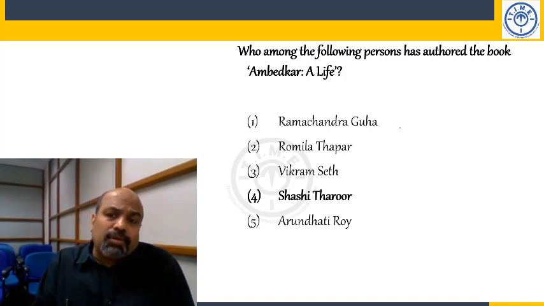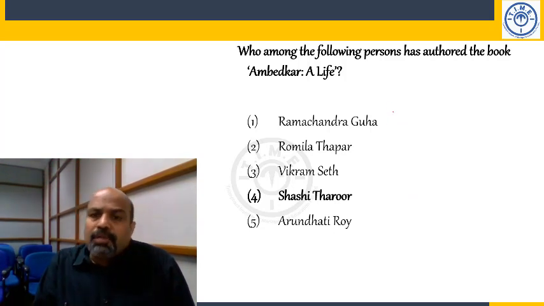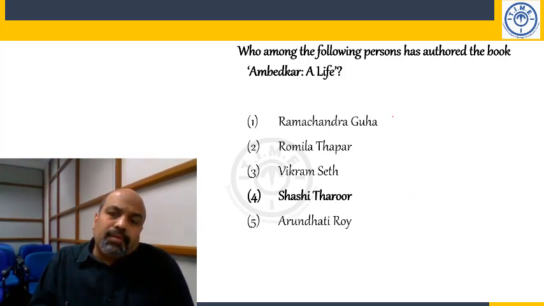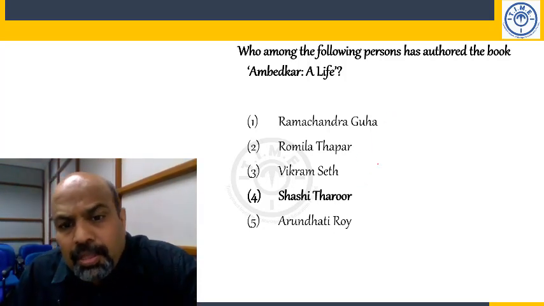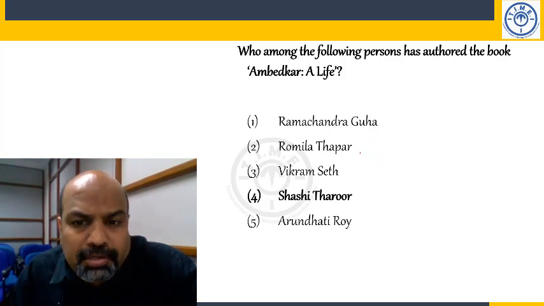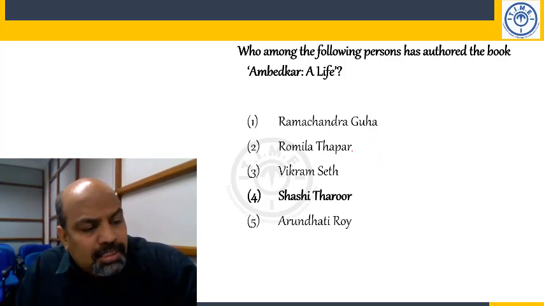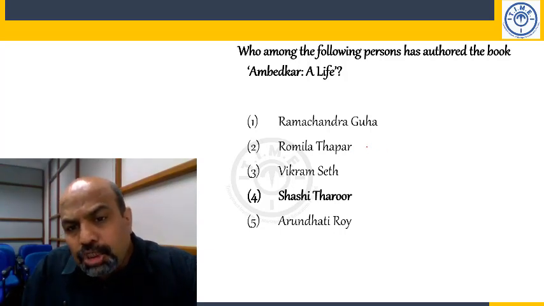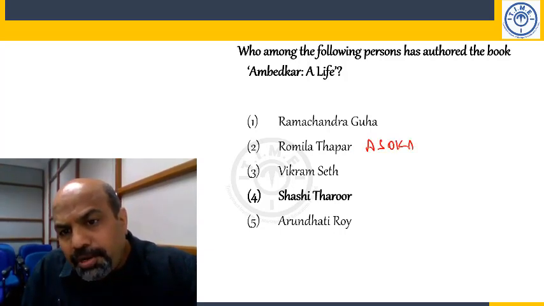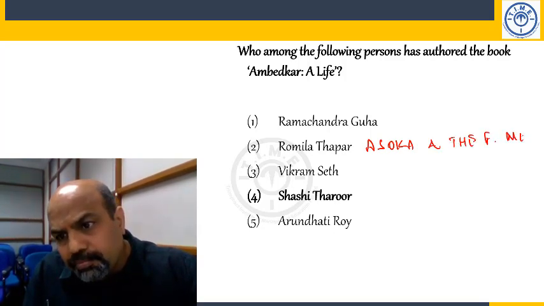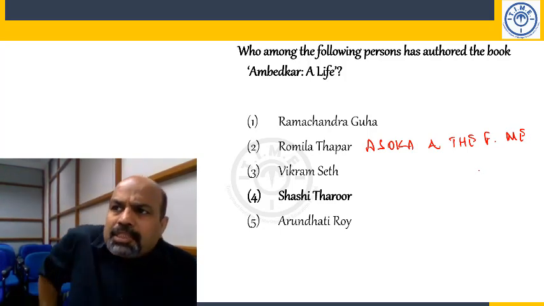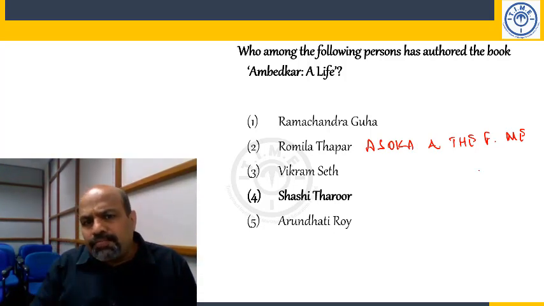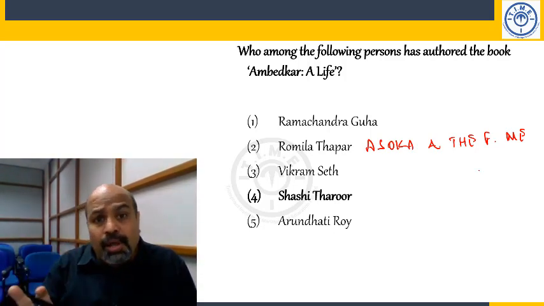Ramchandra Guha is author of India Before Gandhi, plenty of books, but you could write India Before Gandhi. Romila Thapar is a Marxist historian. She is a communist historian. She is author of books like Ashoka and the Fall of the Mauryan Empire. I have read all the works of Romila Thapar, like A History of India, Volume 1. I have read Thapar, I have read Guha.